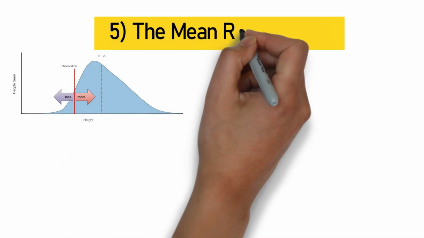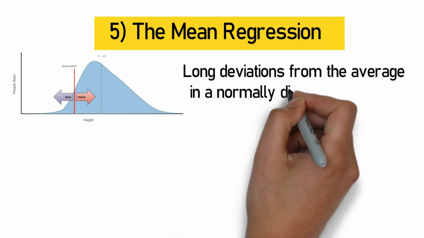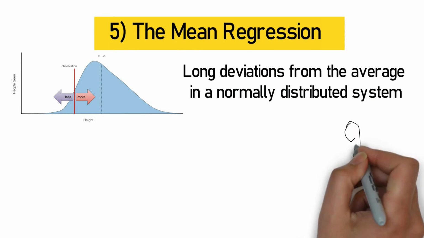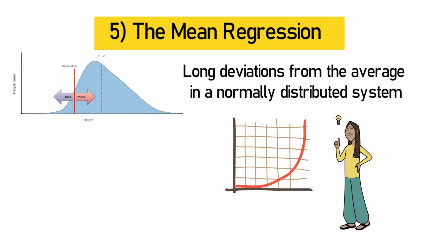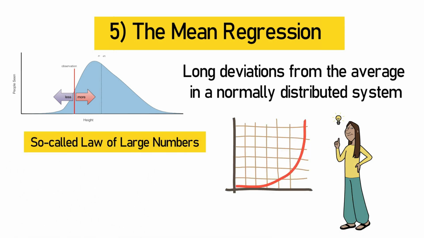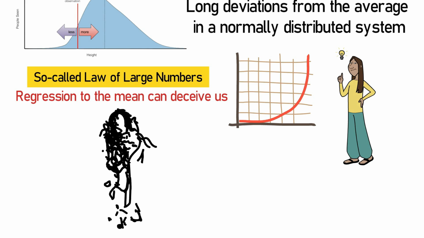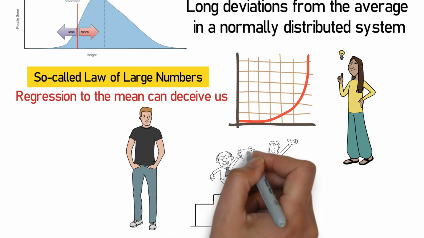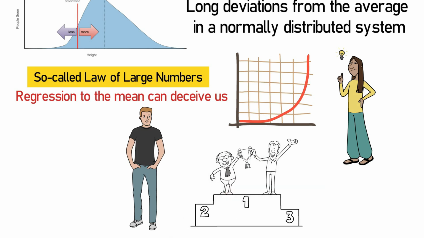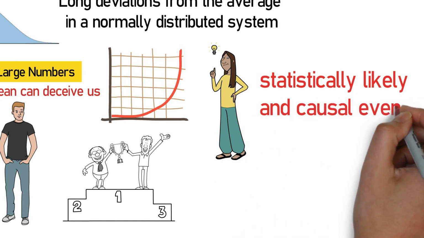Number 5, regression to the mean. Large deviations from the average in a normally distributed system will tend to return to the average as the number of observations increases, the so-called law of large numbers. Regression to the mean can deceive us, as when a sick patient improves spontaneously around the time that they start taking a herbal remedy, or when a bad sports team goes on a winning streak. It's important to distinguish between statistically likely and causal events.